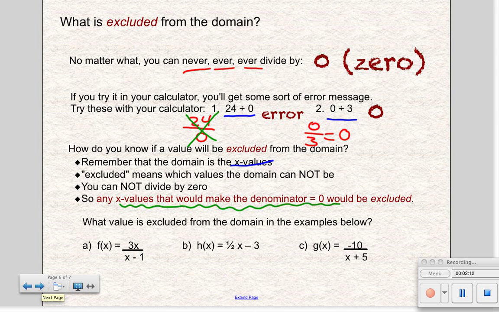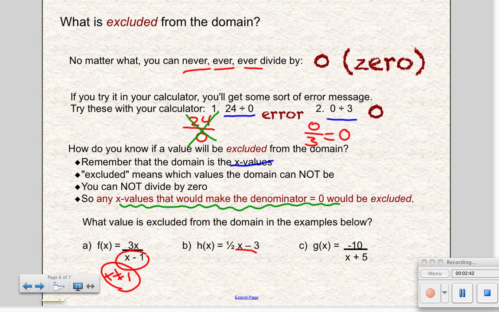Here are some examples. So in these 3 examples, it says, what value is excluded from the domain? The only thing I'm worried about is my denominator. What value for x would make that denominator 0? 1. If x was 1, 1 minus 1 is 0. So that means x cannot equal 1. 1 is excluded.